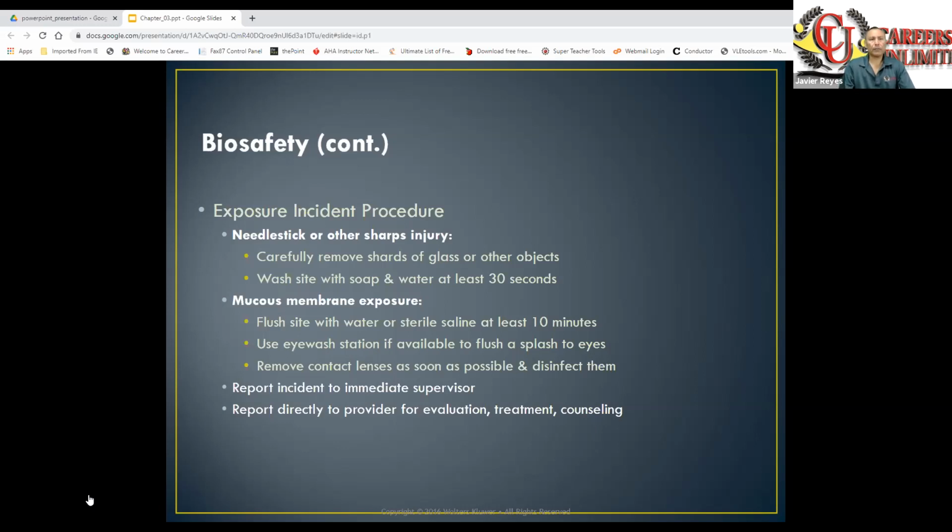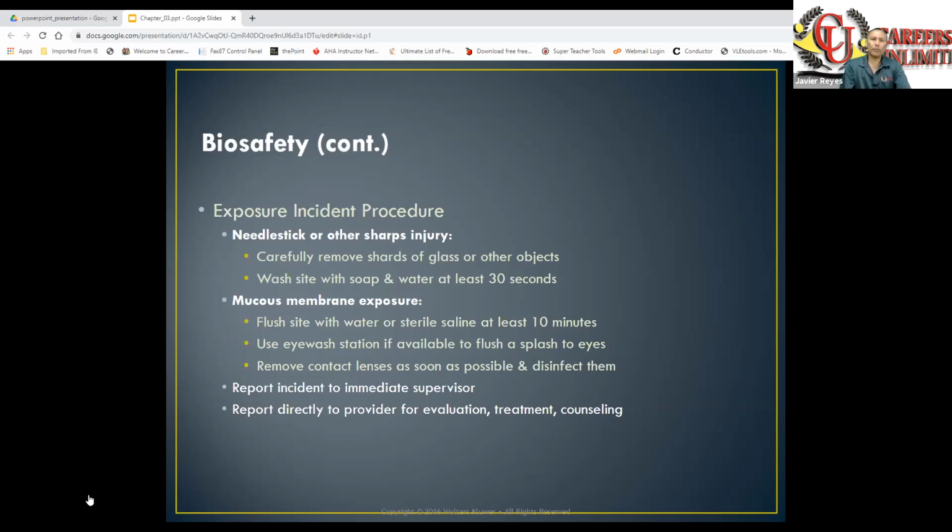Especially your eyes, they absorb bacteria very, very quickly. Okay, so you have to make sure that you rinse that area for at least 10 minutes. Use the eye wash station if available, okay? Or have somebody pour water over your eyes. Remove any contact lenses if you have them on and disinfect them.